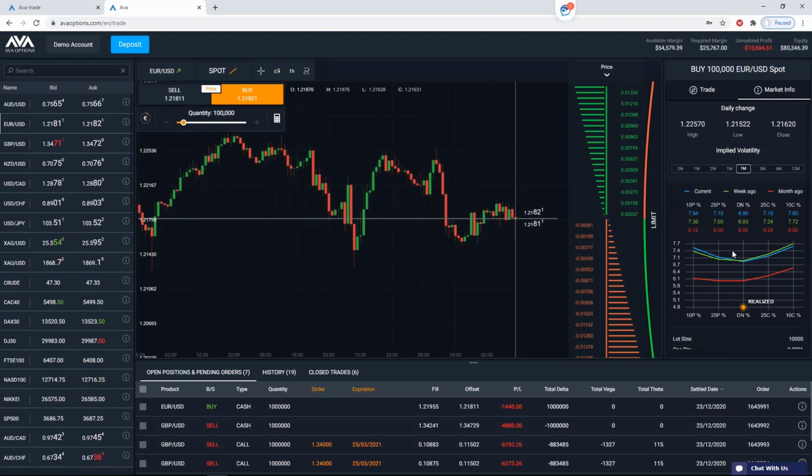You can see implied volatility charts showing from the left, the implied volatility of a 10 delta put. In the middle is at the money, on the right is a 10 delta call, and the blue line is showing where implied volatility curves are today. Green is where vols were a week ago, and red is where they were a month ago. So you can see that vol has picked up actually for the coming week, perhaps around Brexit and other potential issues.